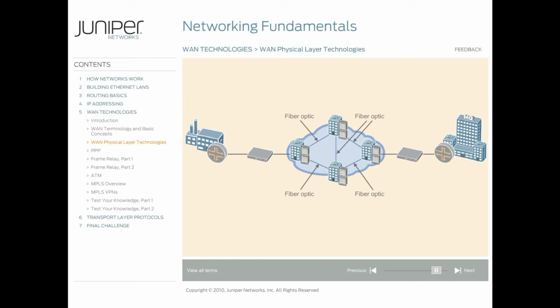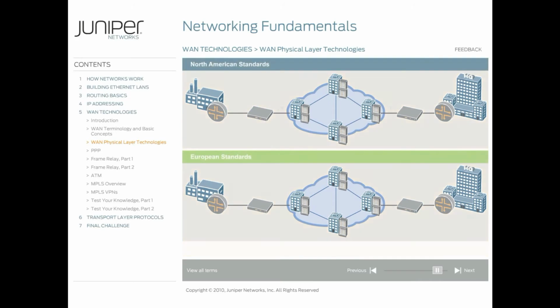optic links, which are made of glass and can transmit signals at close to the speed of light, as opposed to the links we've discussed previously, which transmit signals through copper and are much slower. Just as with T1 and T3 lines used in North America and E1 and E3 lines used in Europe, similar standards were developed for fiber optic lines.